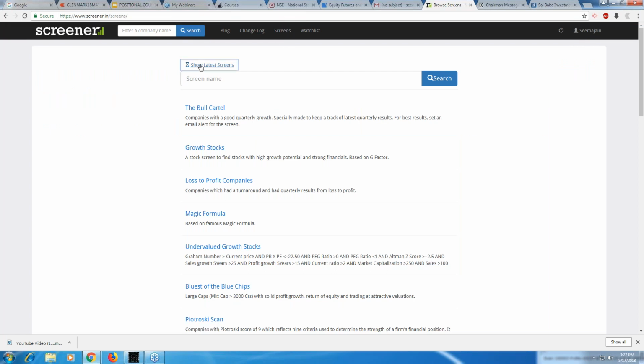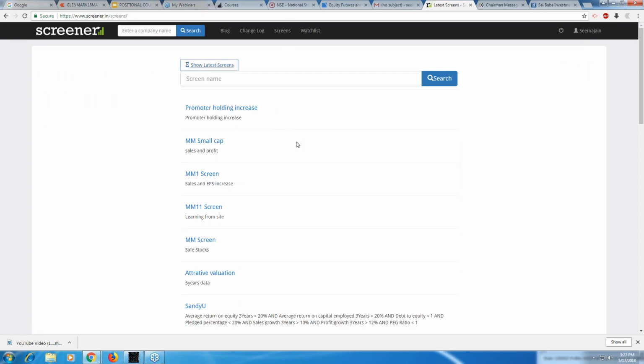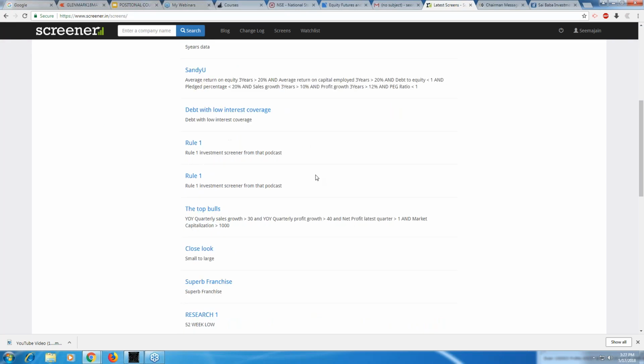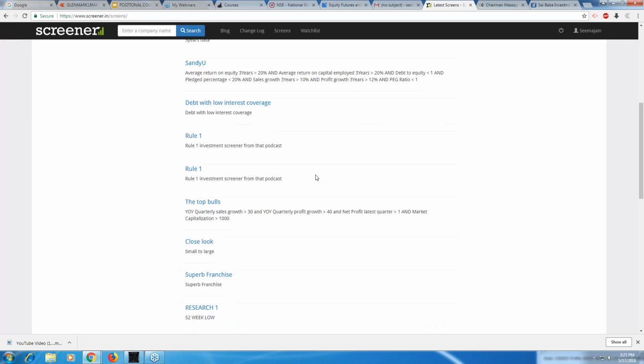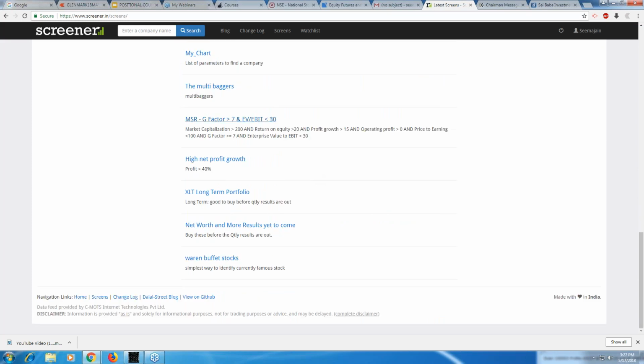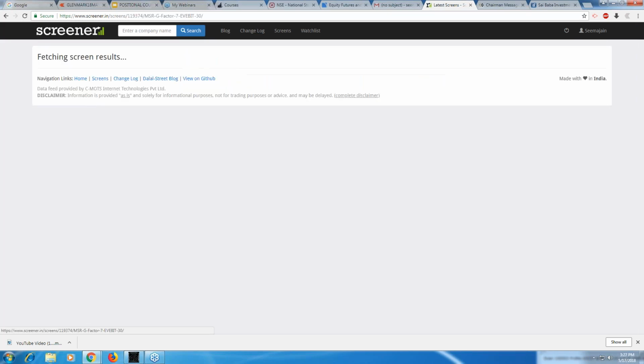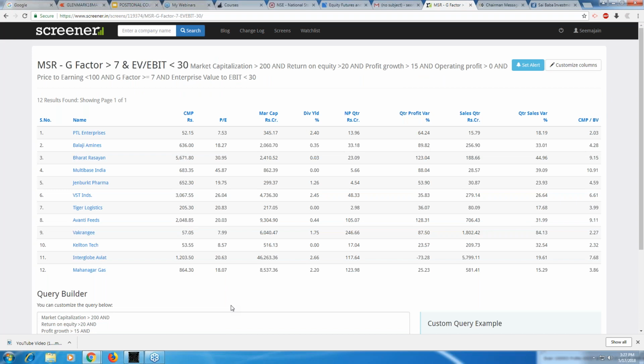Show latest screen. So if I look into it, I am looking at market capitalization factor more than 7, EV by EBIT less than 30, market capitalization more than 200, return on equity 20%, profit growth should be 15%, operating profit should be more than 0, price earning should be less than 100, and G factor should be more than or equal to.